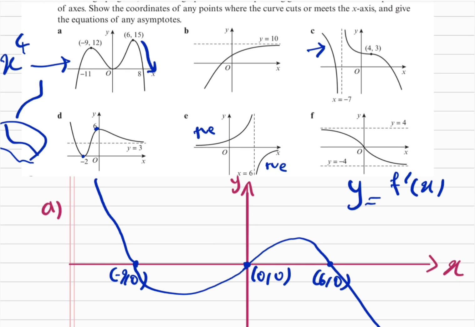Then the next thing is about the behavior of this curve. The gradient is negative for negative values of x, and it's also negative for positive values of x, which means the f dash x curve is going to be below the x-axis, because again the gradient is negative. Now we know that the curve is below the x-axis and the x-axis is the horizontal asymptote.